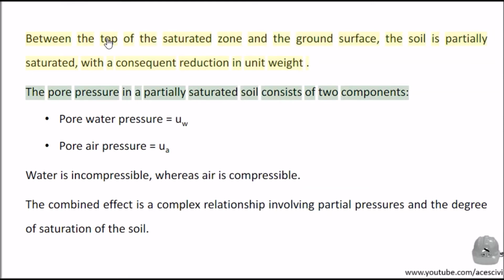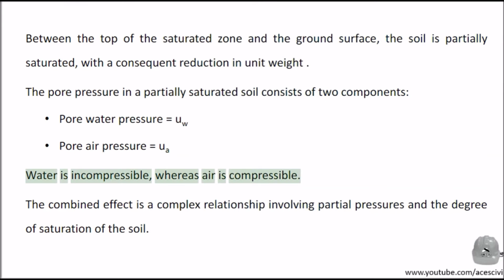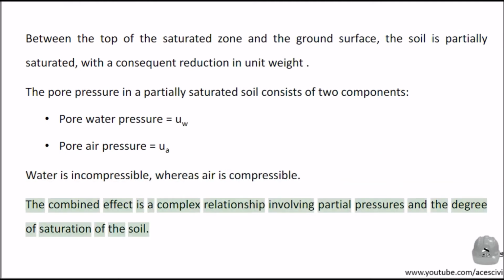The pore pressure in a partially saturated soil consists of two components. Pore water pressure equals u_w. Pore air pressure equals u_a. Water is incompressible, whereas air is compressible. The combined effect is a complex relationship involving partial pressures and the degree of saturation of the soil.